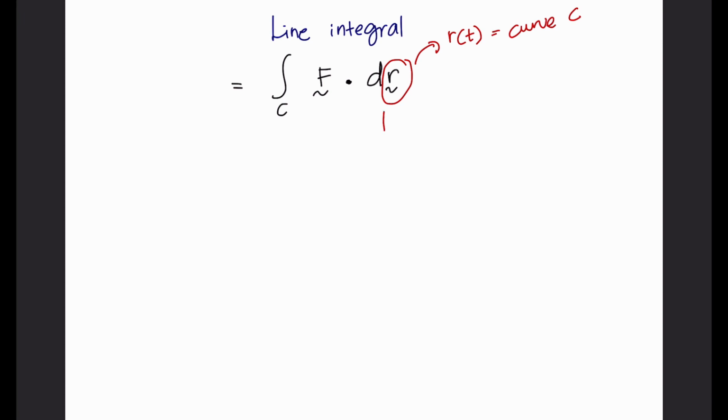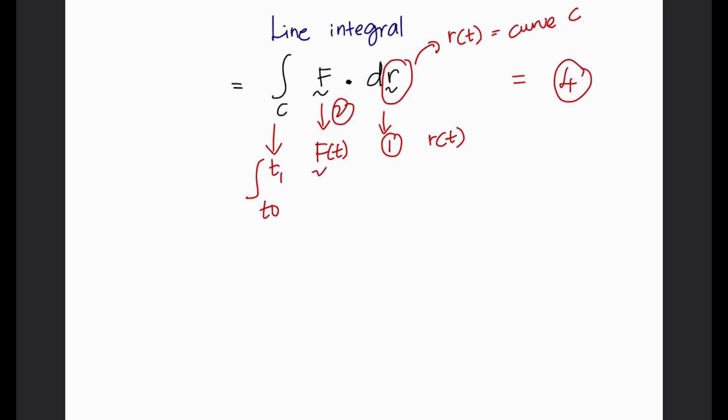The first step is to find r(t) and then find dr. Second step, find F(t). And the third step is to find the limits t0 and also t1. And last one, substitute all and find the integration.